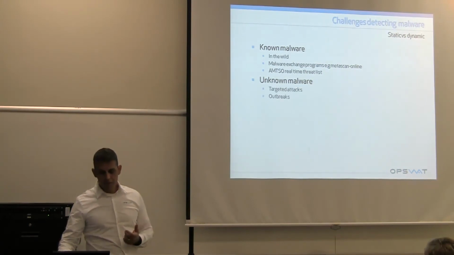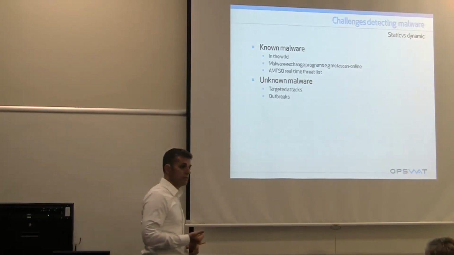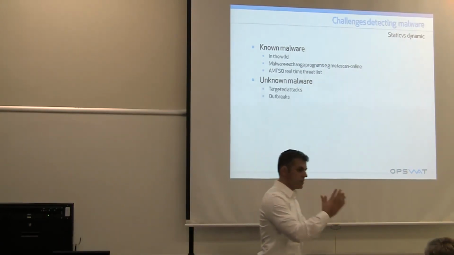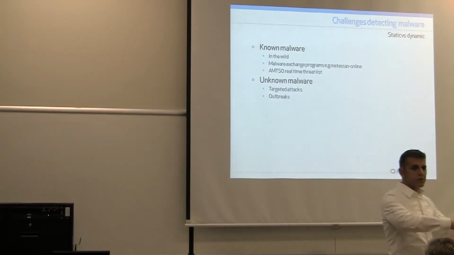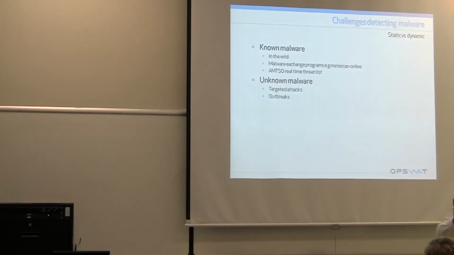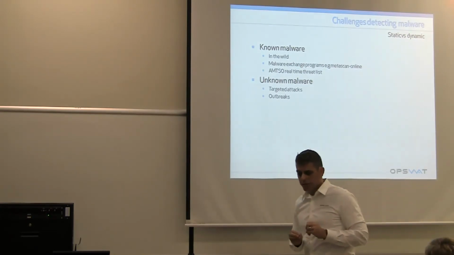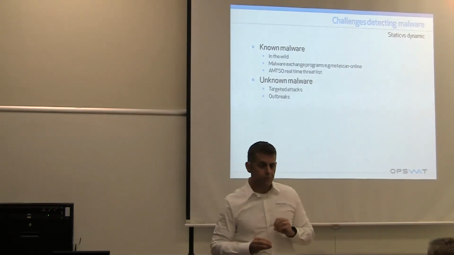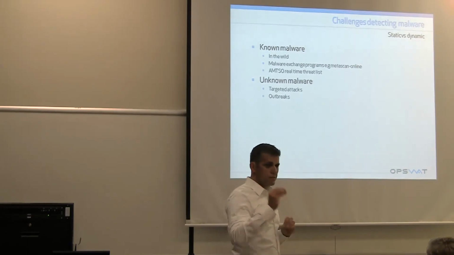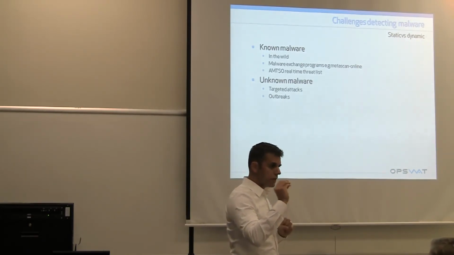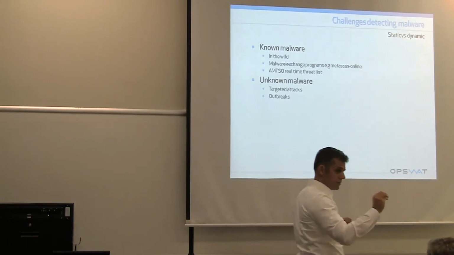What is unknown malware? Then you have targeted attacks, which means you want to target the organization. The signature doesn't exist. One real-life example: I'm talking about a CEO of a company. They track his Facebook account, and they figure out that he went on vacation.